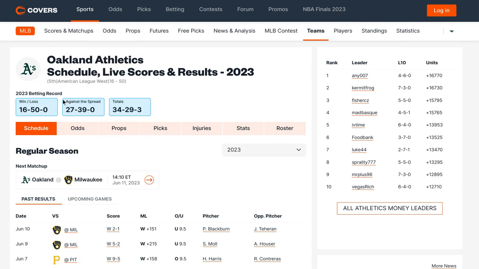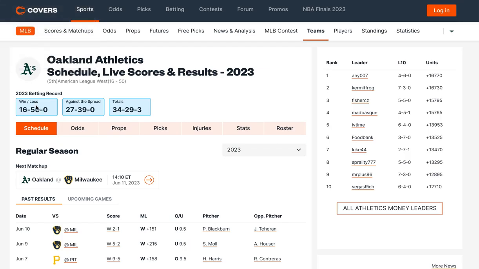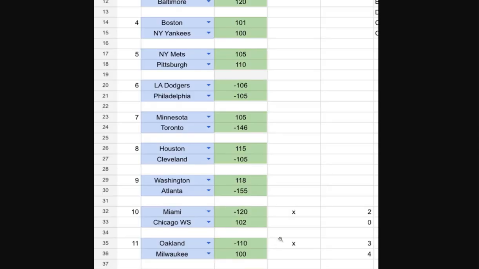So let's take a look at my model from Friday. So this was my line for Oakland on Friday. I had Oakland minus 110, their opponent Milwaukee plus 100. Now you say, well, if Oakland is 16-50 at this time, they were 14-50, how could you have them favored in this game?